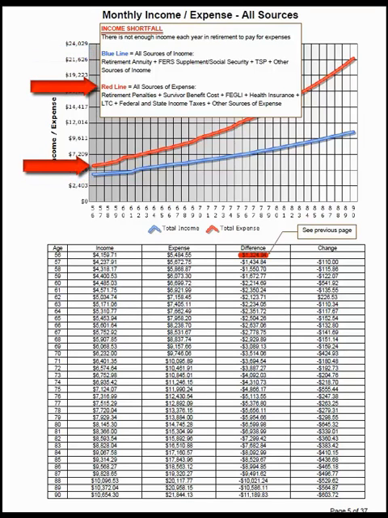And then the red line represents all sources of expense, retirement penalties, which Sam didn't have any, like an early retirement or the like. It also adds in the cost of the survivor benefit, the FEGLI, the health insurance, the long-term care insurance, federal and state taxes, and other sources of expense, which we're going to look at in just a minute. So as we plot this over time, we see that the blue line is consistently below the red line, and that means that there is a significant shortfall in income, which tells Sam that he really can't afford to retire unless we do some financial planning for him. And so this summarizes all of that.